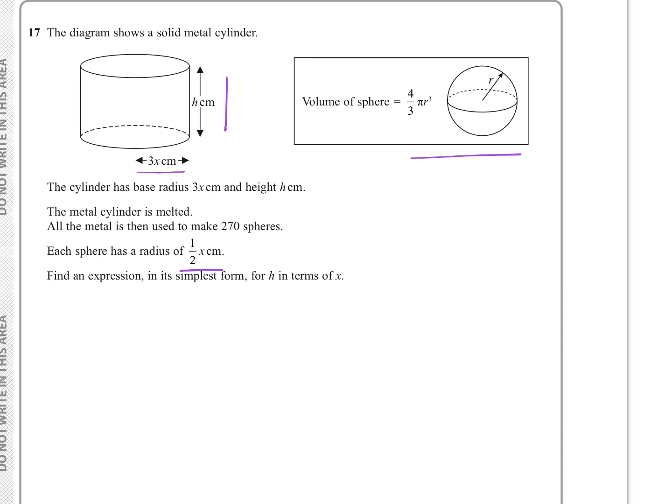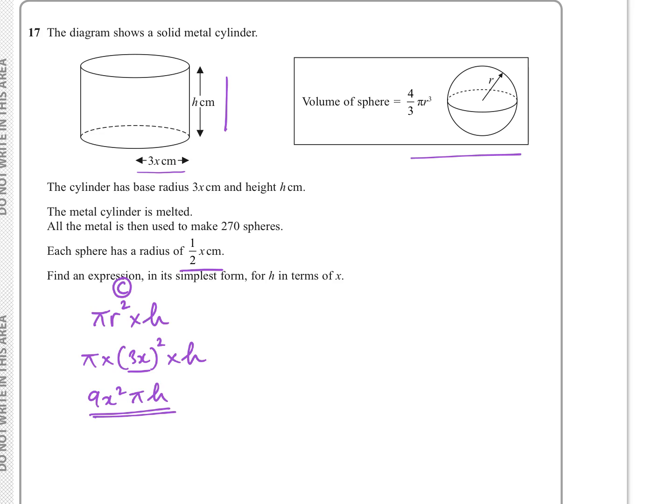So I'm going to find the volume of the cylinder first, and that's going to be pi r squared times the height. So I'll put C for cylinder here. Now the radius is 3x, so it's pi times 3x all squared times h. So that's going to be 9x squared pi h. So that's going to be the volume of the cylinder.